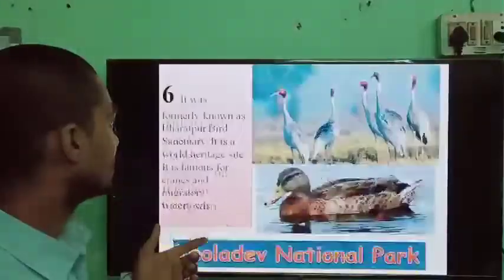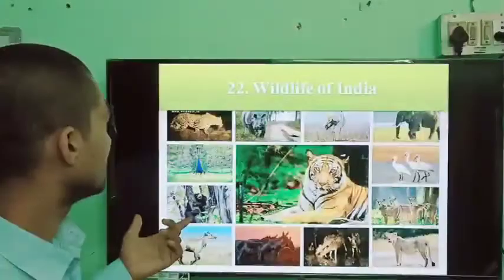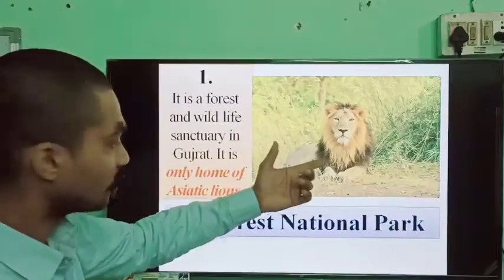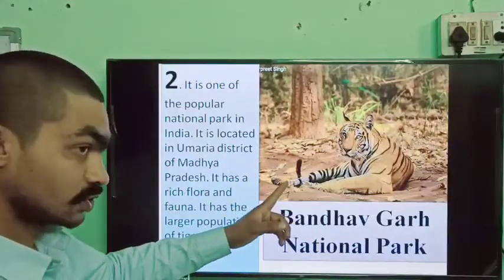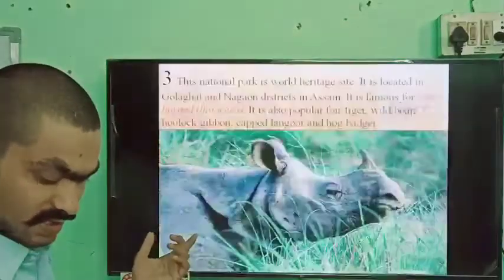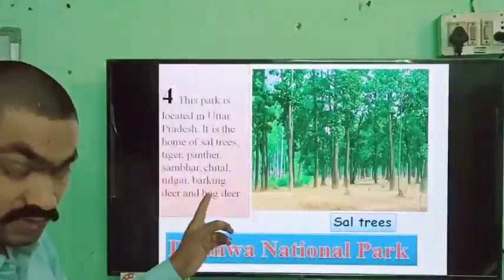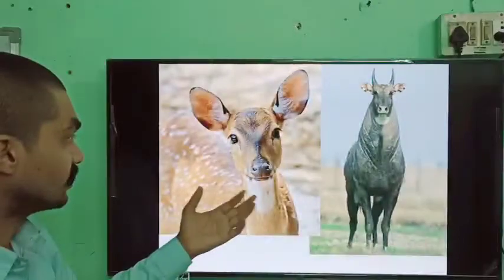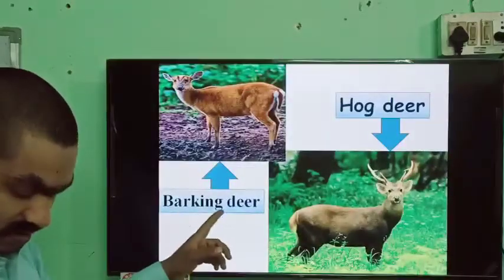So what was the very first? There are 25 slides. So very first, once again let us try to see. The very first was Gir Forest National Park, very famous for Asiatic lion and the only home of Asiatic lions. Bandhavgarh National Park, it is also in Madhya Pradesh. After this we have seen Kaziranga. Kaziranga is famous for one-horned rhinoceros, tiger, wild boar, all these are found there. Then it is in Uttar Pradesh. Which one is this? Dudhwa National Park. Tiger, panther, sambar, cheetal, nilgai, female nilgai, hog deer, and barking deer we have seen.